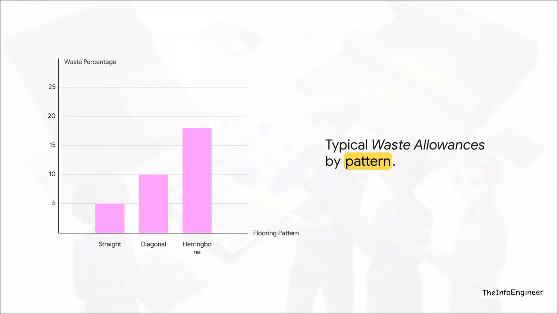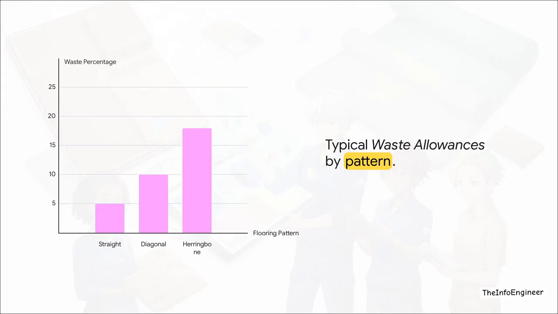Basically, the material you choose completely dictates the math you use. For instance, think about large format tiles, like a 600 by 1200 millimeter tile. They require entirely different wastage percentages compared to smaller tiles just because of the sheer cutting complexity. And this chart visually proves the variance by pattern too.